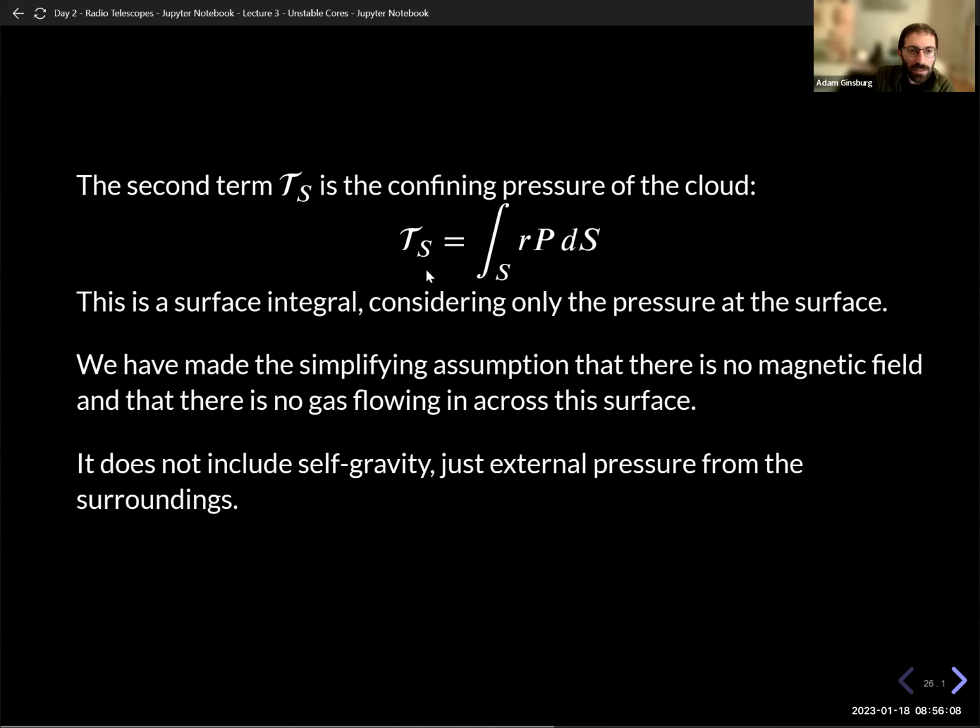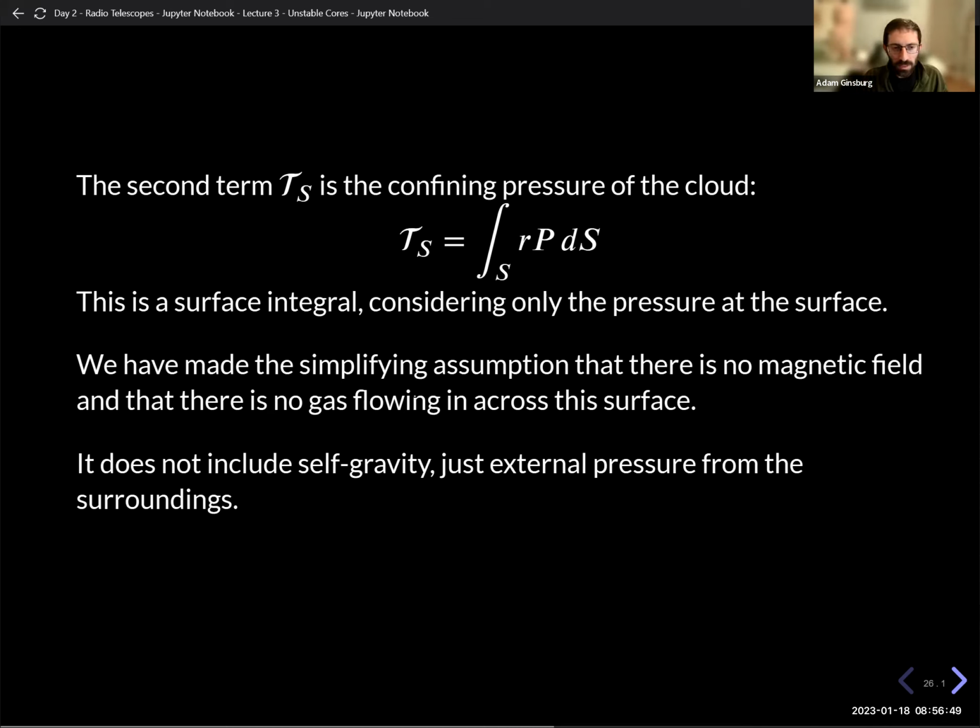The next term is the confining pressure term. We write this as T sub S because it's a surface pressure, so the S here is for surface. It's a surface integral. R is the distance from the center to that surface, and P is the pressure at that surface. We integrate over the surface. This is basically how much the external medium is pushing down on the outside of our cloud. You can think of it as somebody grabbing a balloon and putting pressure on the outside. The somebody is the rest of the interstellar medium.